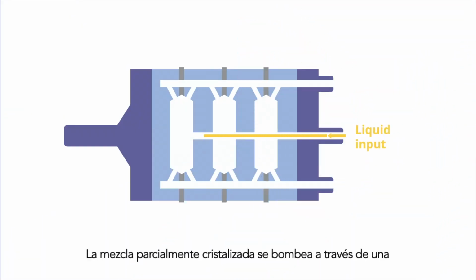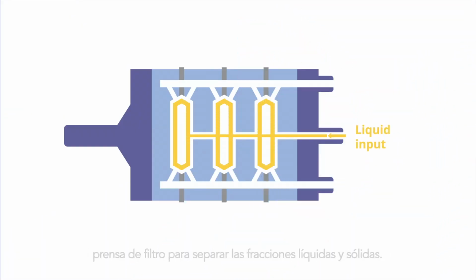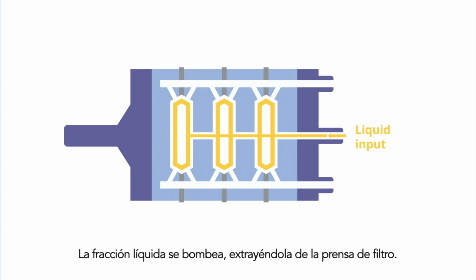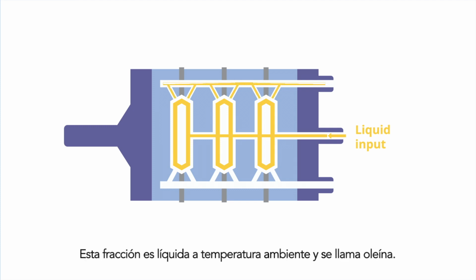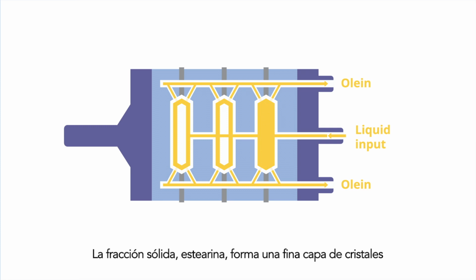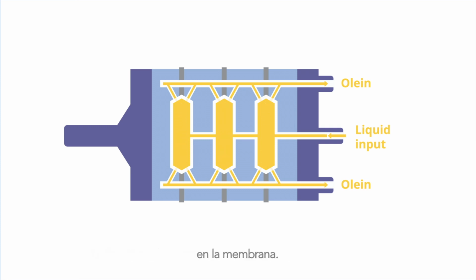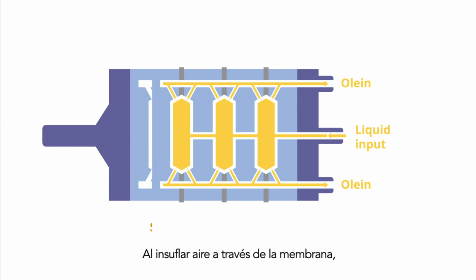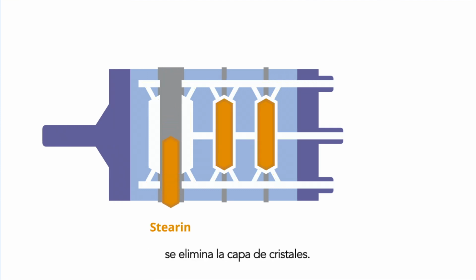The partially crystallized mixture is pumped through a filter press to separate the liquid and solid fractions. The liquid fraction is pumped out of the filter press. This fraction is liquid at room temperature and is called olein. The solid fraction, stearin, has formed a thin layer of crystals on the membrane. By blowing air through the membrane, the layer of crystals is removed.